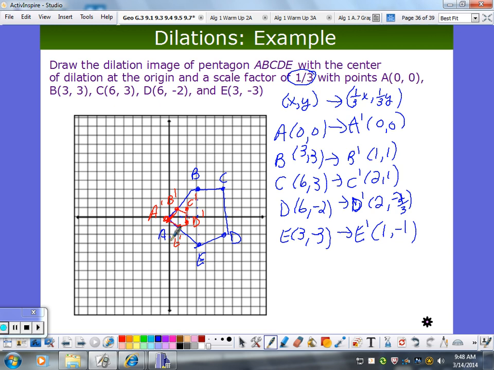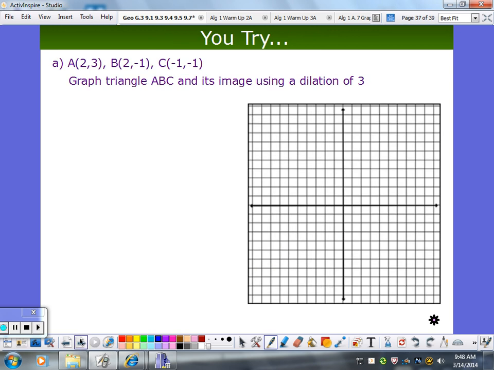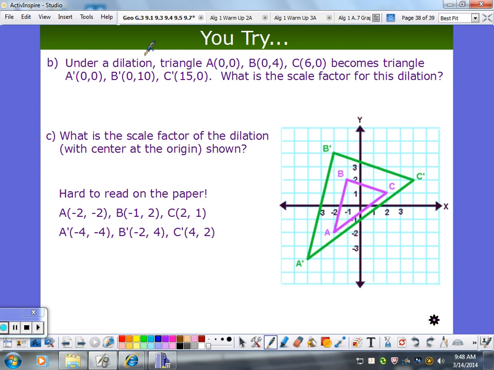I'd do better if I had a better graph for this. The boxes are pretty close together, but this is what I have. So you got a couple for you to try. Once you finish this, go ahead and try some of these U-tries. Use a dilation of 3 for this one. This one you're finding the scale factor. This one you're also finding the scale factor.